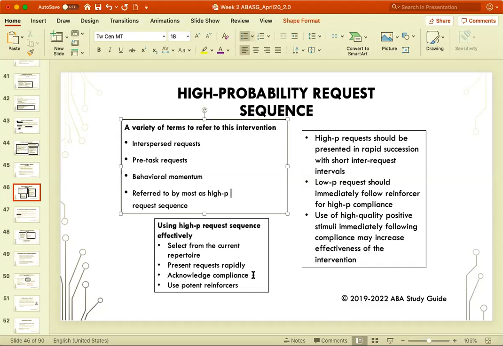It is important to acknowledge compliance, but don't stop your cycle or your momentum with praise for the high probability request. You might say, hey, great job, but keep going. Make sure that you continue rapidly to build that momentum by rapid succession with short inter-trial, inter-request intervals.